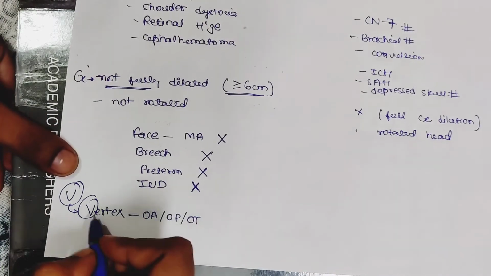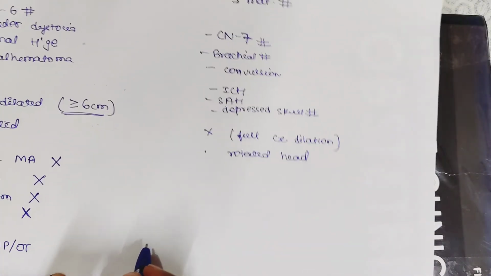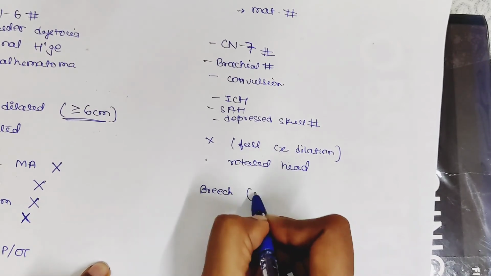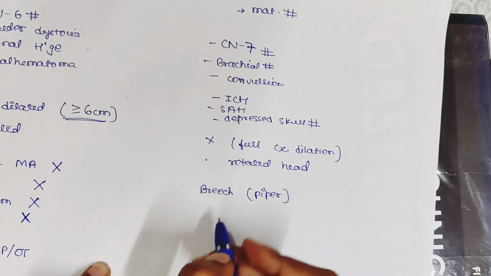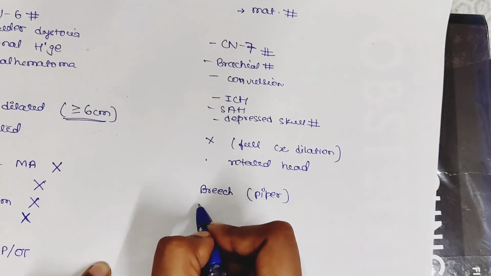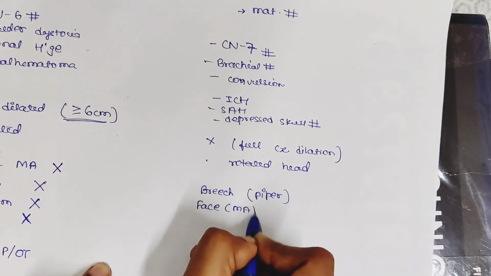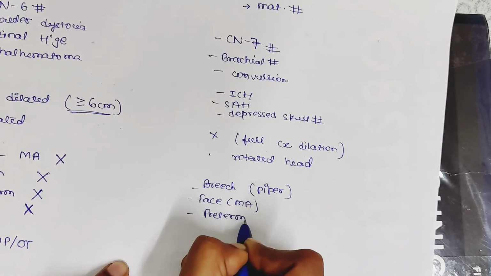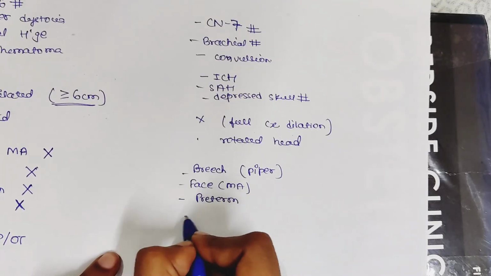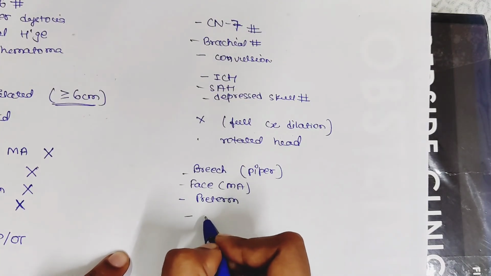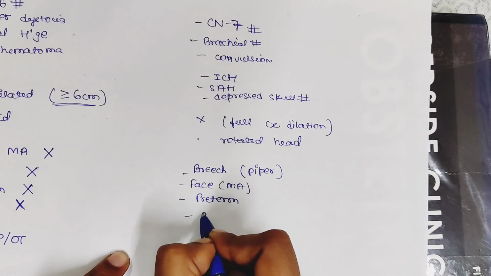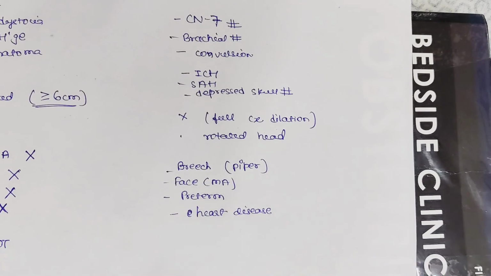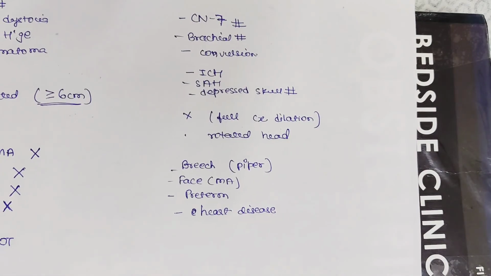We can use VENTOUSE only in vertex position, but we can use forceps in after coming head of breech with a special forceps, Piper forceps. We can use in face presentation also, in mento anterior. We can use in preterm baby also. So we will prefer forceps delivery for cardiac patients. In case of heart disease, forceps is selected for cutting down the second stage of labor.